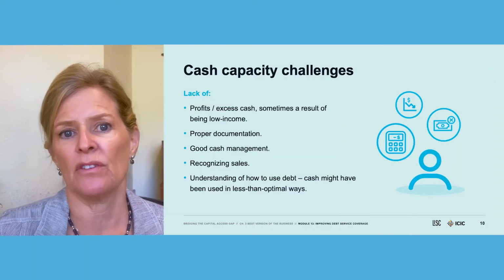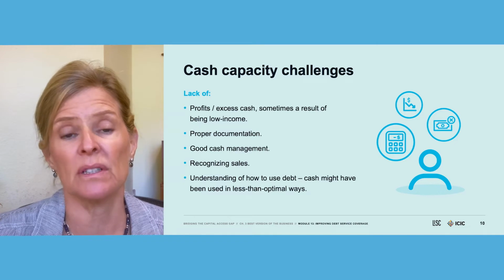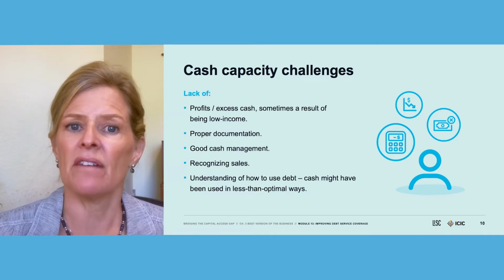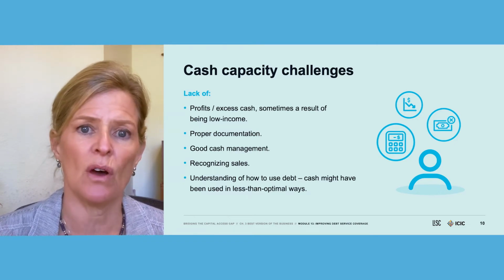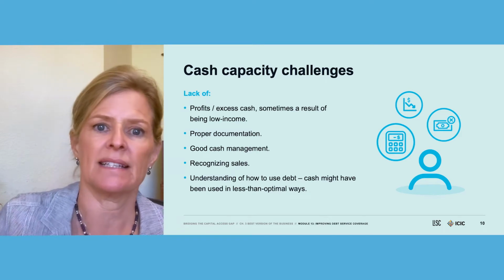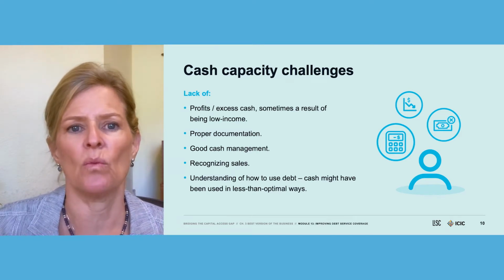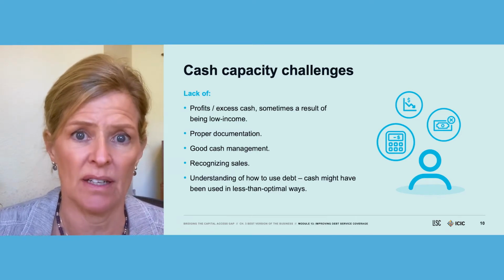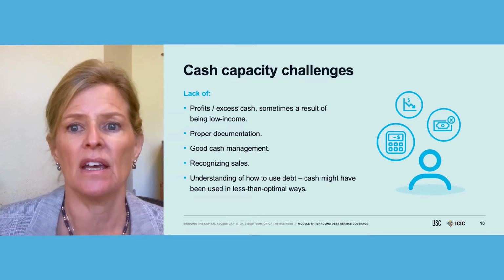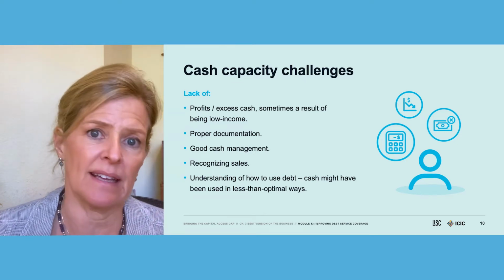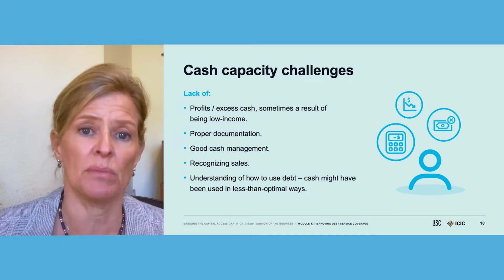If you find out that the ratio is too low, there really isn't enough cash to pay for the new loan, it's important to take the next step and say, okay, what's going on here? What's the problem? Why is there not enough cash to cover this? So here's a list of some of the things that could be the stumbling blocks.